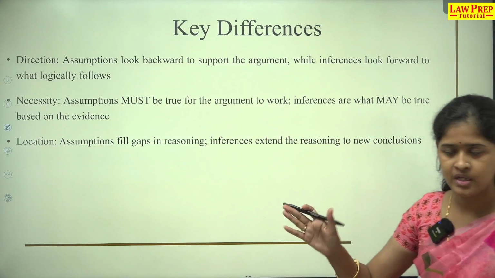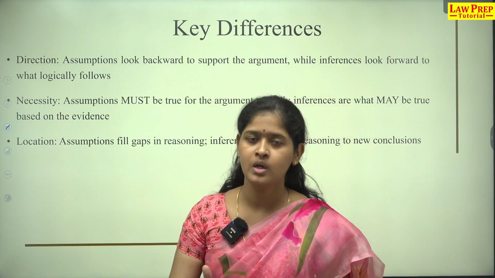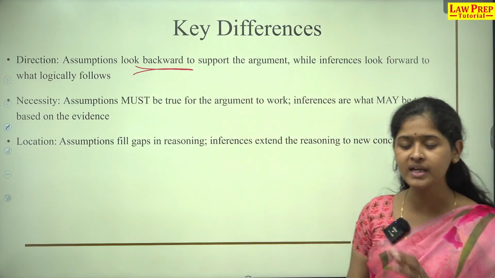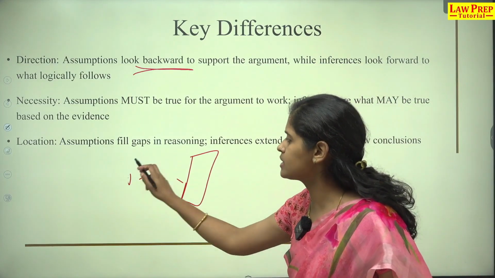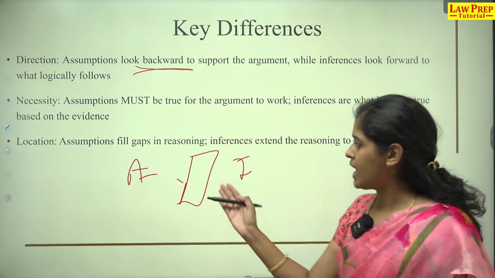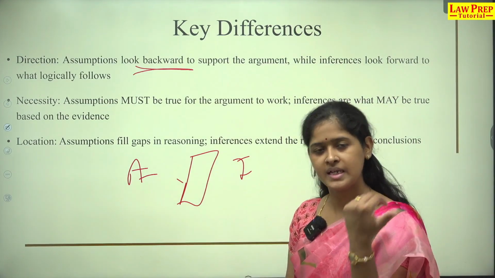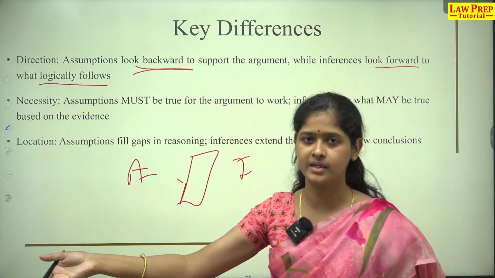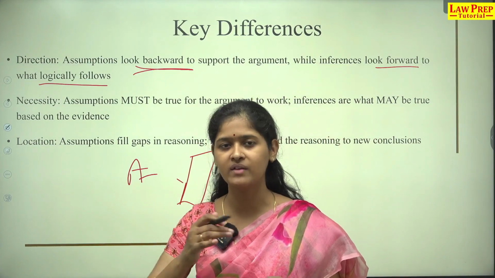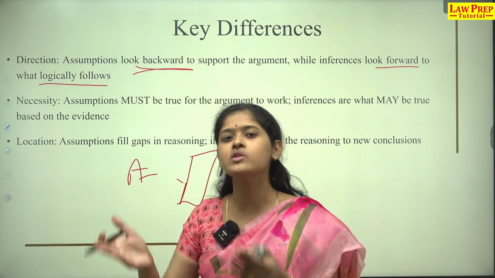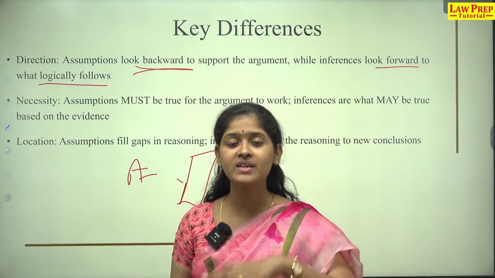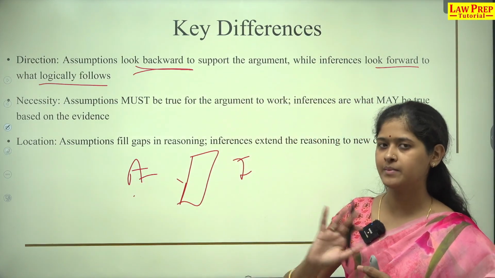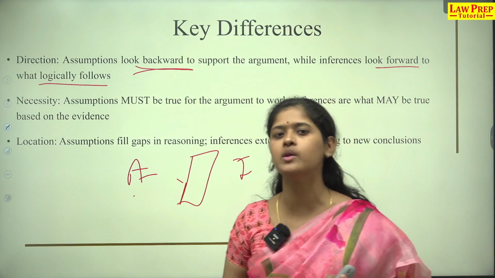Okay, key differences between assumption and inference. First, direction. Now I am talking about how you will solve the question. When you are solving an assumption question, go backward to support the argument, right? What if this is your article, here is your assumption, here is your inference. Assumption, you have to go back to what the author thought about. That will be your answer. And inference will be what? Look forward to what logically follows from the article. When you have read the article, whatever comes next or whatever can be concluded from the passage will be all inference. But to support those inferences or conclusions, whatever is the support or the backbone of that argument, that is your assumption. Okay, I hope I'm clear to you that your assumptions will support your inferences, right?